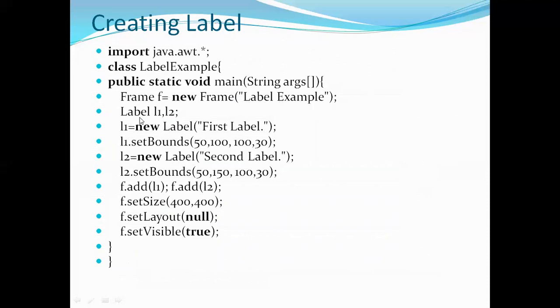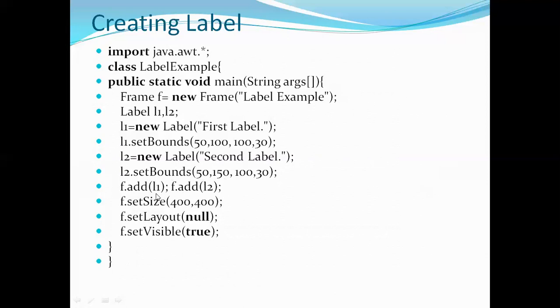Next I'm declaring two labels, L1 and L2. L1 is the first label. So I'm creating L1 is equal to new Label whose name is first label. And for L1 I'm setting the bounds, 4 parameters I'm giving. Similarly, L2 is equal to new Label and the name is second label, and I'm setting the bounds for the second label. Now I've created two labels, L1 and L2.